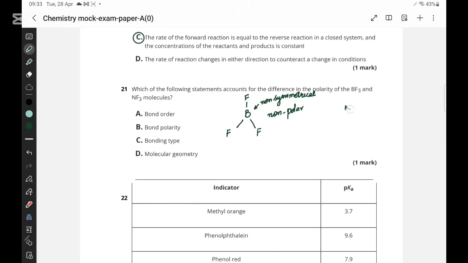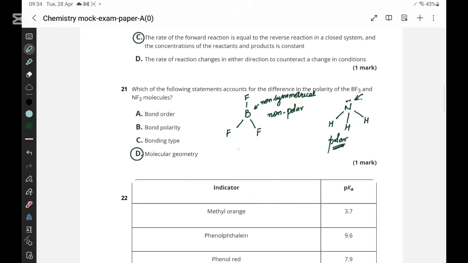While if we see nitrogen, because of the presence of lone pair, it becomes non-symmetrical, and if it is non-symmetrical, it becomes polar. So because of the presence of a lone pair on it, the lone pair creates the difference. So our answer is going to be the molecular geometry, because molecular geometry creates the difference for that.